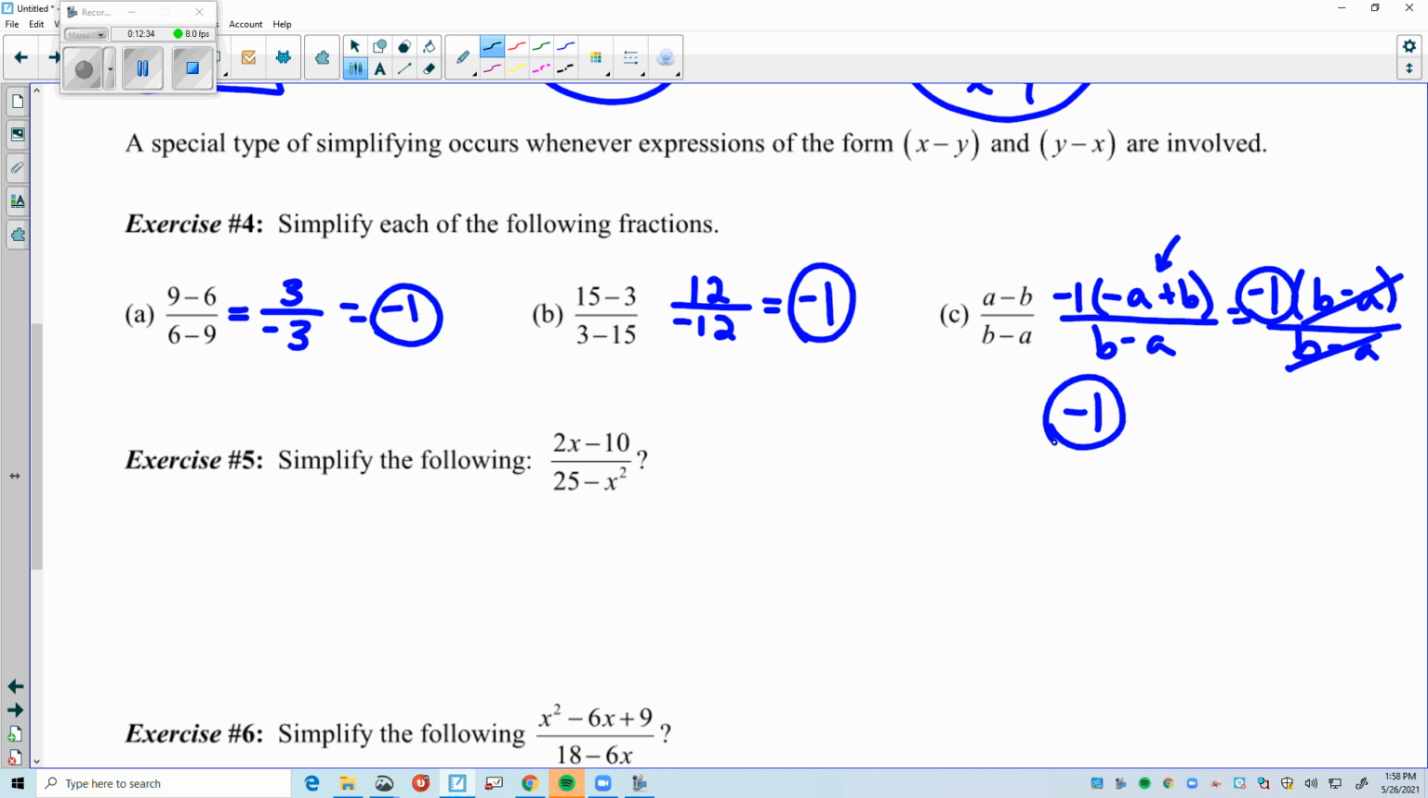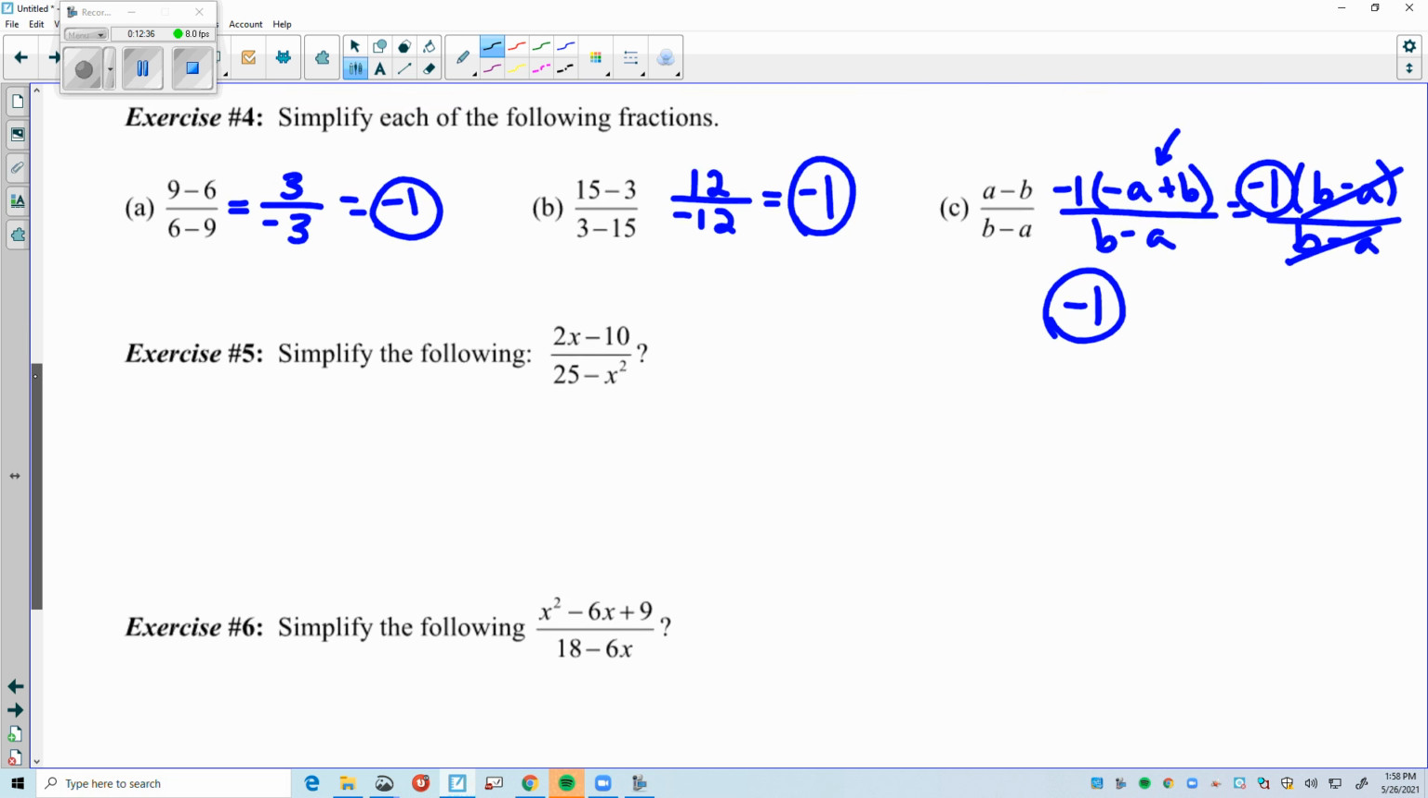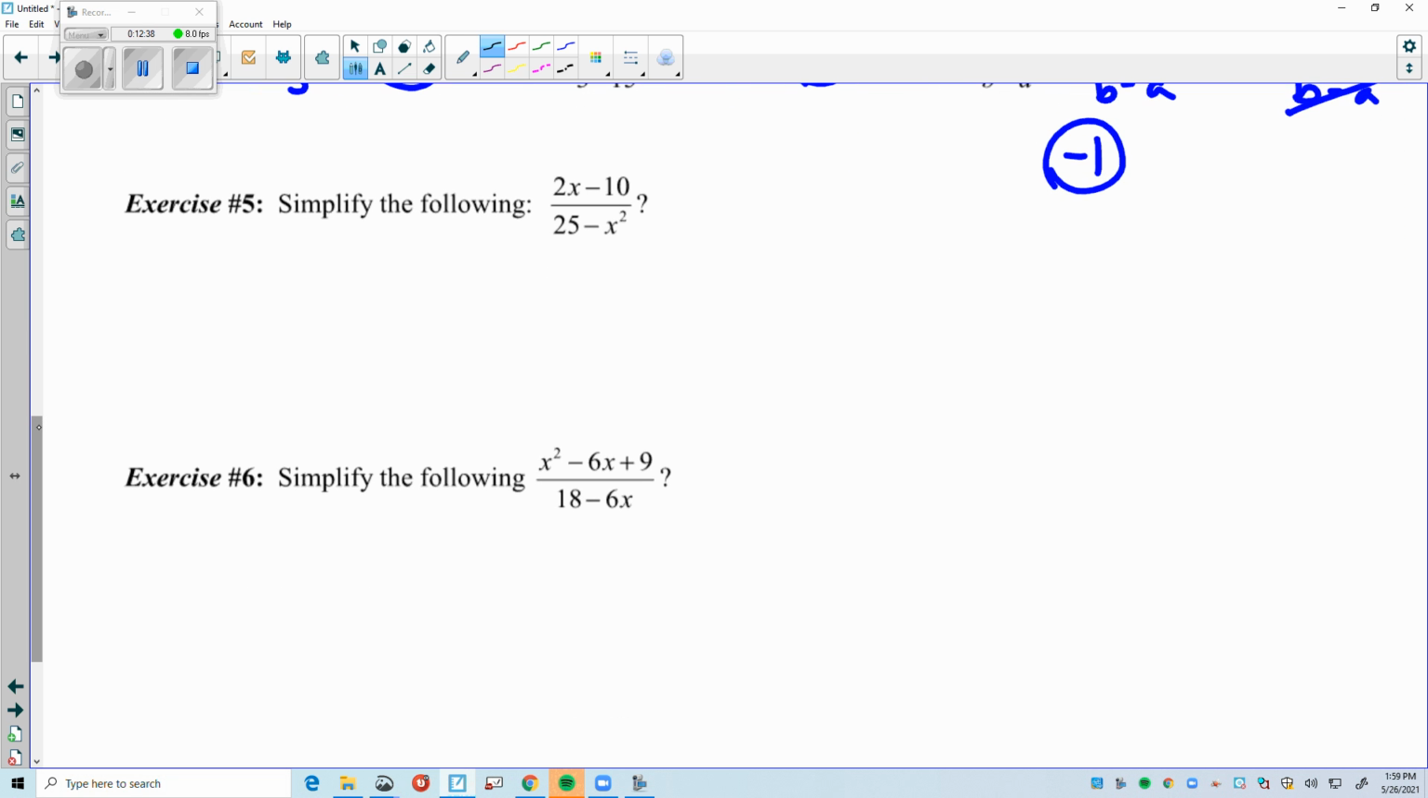Okay, so let's try this in a couple of problems with that idea of that reducing to a negative 1. So in our numerator, I can see I could pull out a common factor of 2, and that would leave me with x minus 5. In the denominator, I have a difference of perfect squares, but notice the 25 is in front. So the square root of 25 is 5. 5 goes in front. Square root of x squared is x. x goes in the back. One is positive. One is negative.